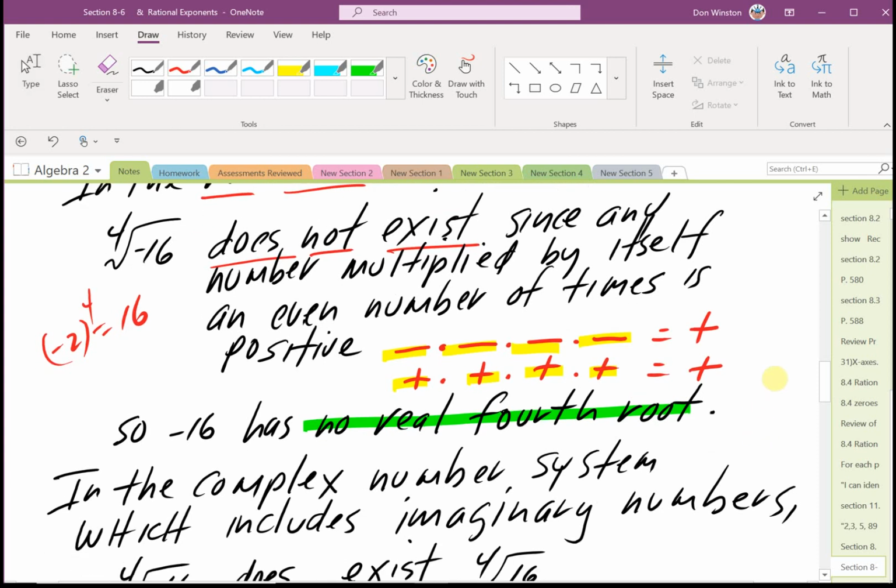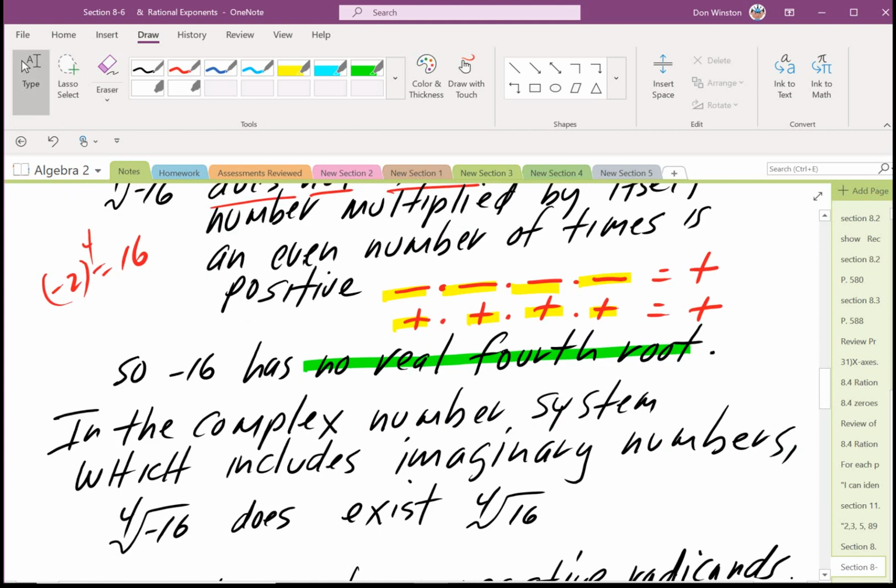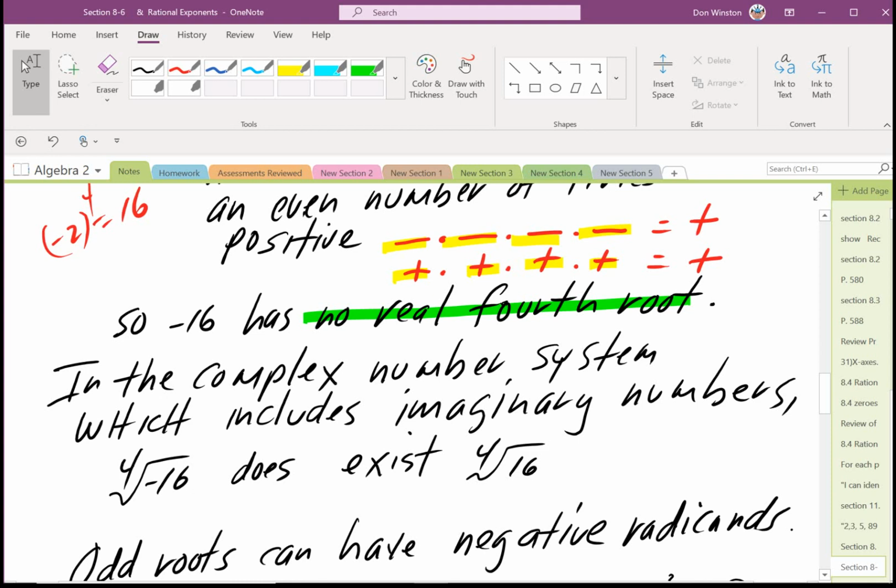However, some of you will say, what about imaginary numbers? Yes, if we take into account the complex number system, which includes imaginary numbers, then that's okay. In the complex number system, the fourth root of negative 16 does exist. But not in the real number system, because there's no number multiplied by itself 4 times, no negative number, that is going to give you a negative.